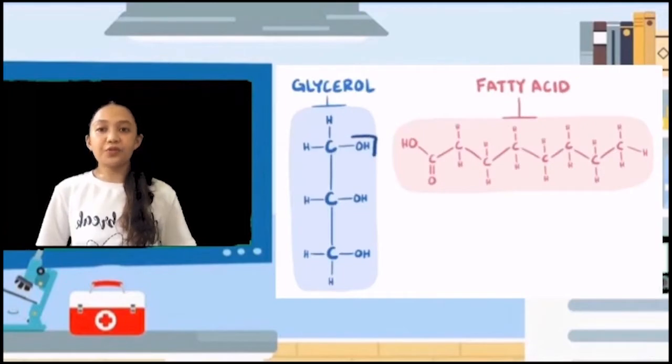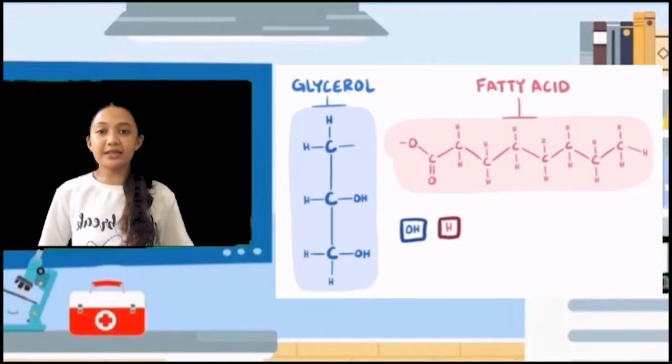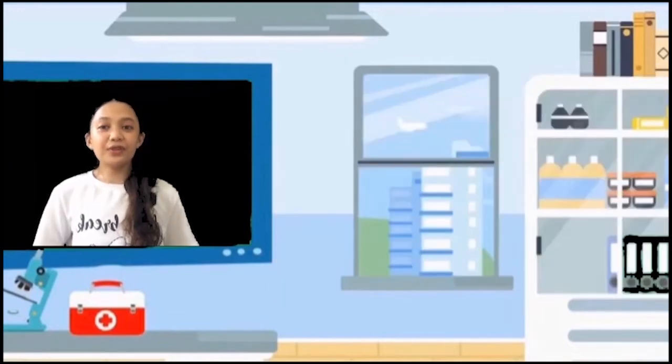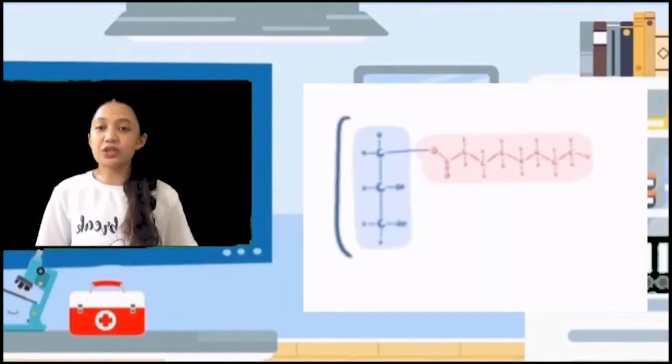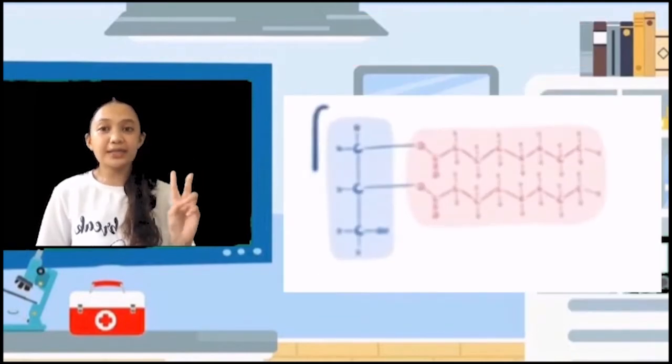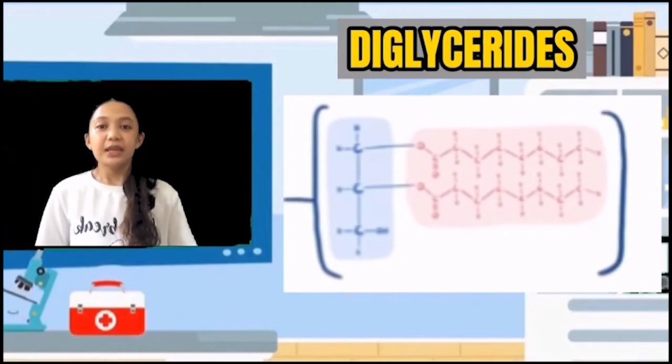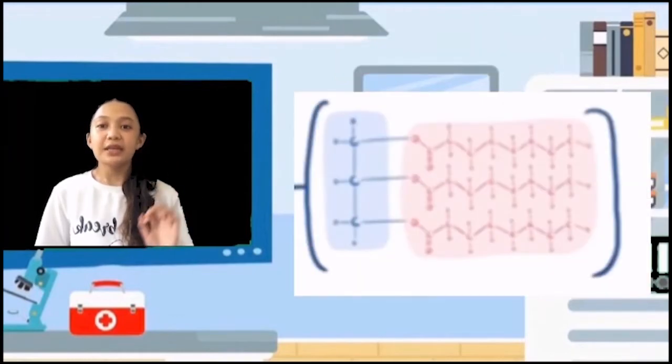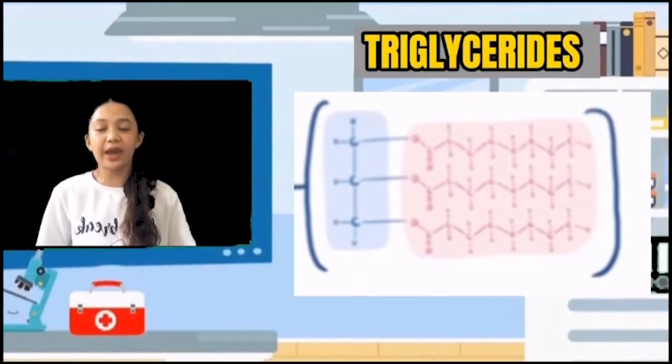When an OH from the glycerol molecule binds to an H from the fatty acids, an H2O, a water molecule, gets released and the two molecules link up. So if this happens once, the result is a monoglyceride. If it happens twice, it is a diglyceride. If it happens thrice, it makes a triglyceride.